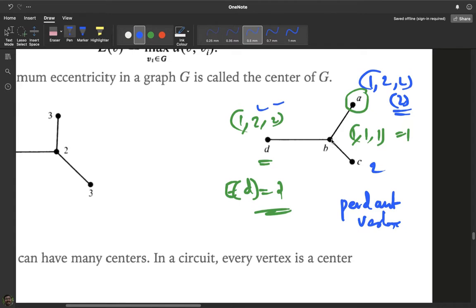The maximum distance of B was always occurring at a pendant vertex, which was D, because it was D also there, A also there, C also there. Only at the end, at some endpoint, you will be getting a maximum distance. So the maximum distance will be occurring only at an endpoint.